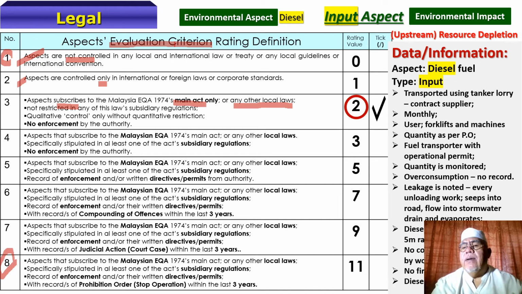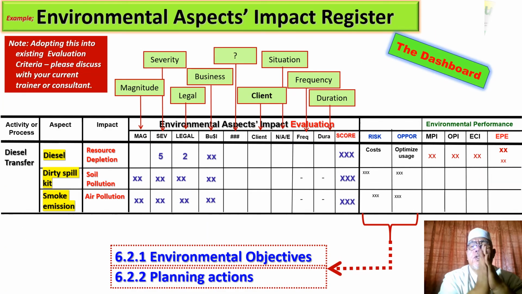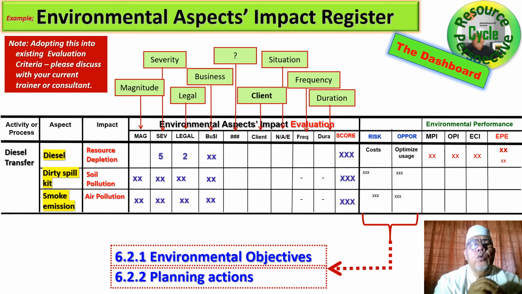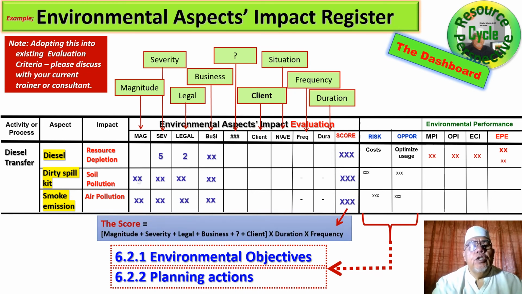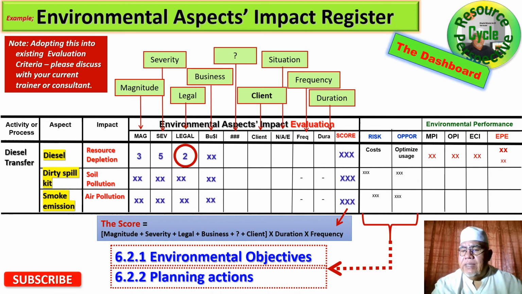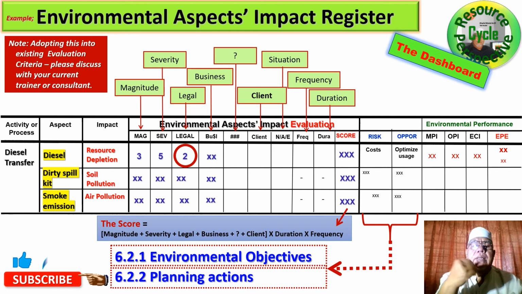So let's take a look at the outcome of this evaluation so far. What have we got? There you are. Legal is 2 and magnitude is 3. Severity we have done in the last video is 5. Legal is 2. Therefore, we have not completed this evaluation yet. We need business, client, situations, frequency and duration. So this will come in the next few slides.